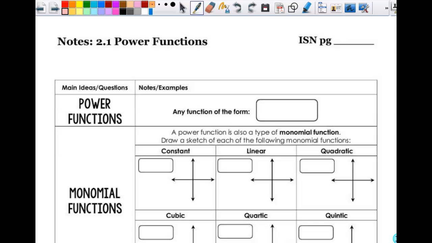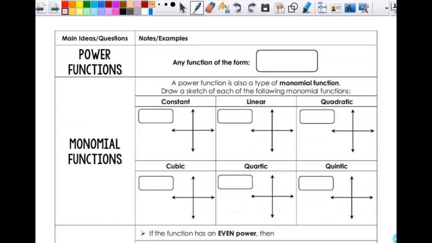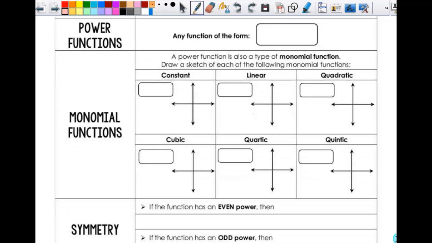We're starting Unit 2, which is all about polynomials and rationals, and we are going to start with power functions. Super short little section here. The power functions are actually monomials. So a power function is any function in the form of f of x equals a times x to the nth power, where a cannot equal 0 and n cannot equal 0.